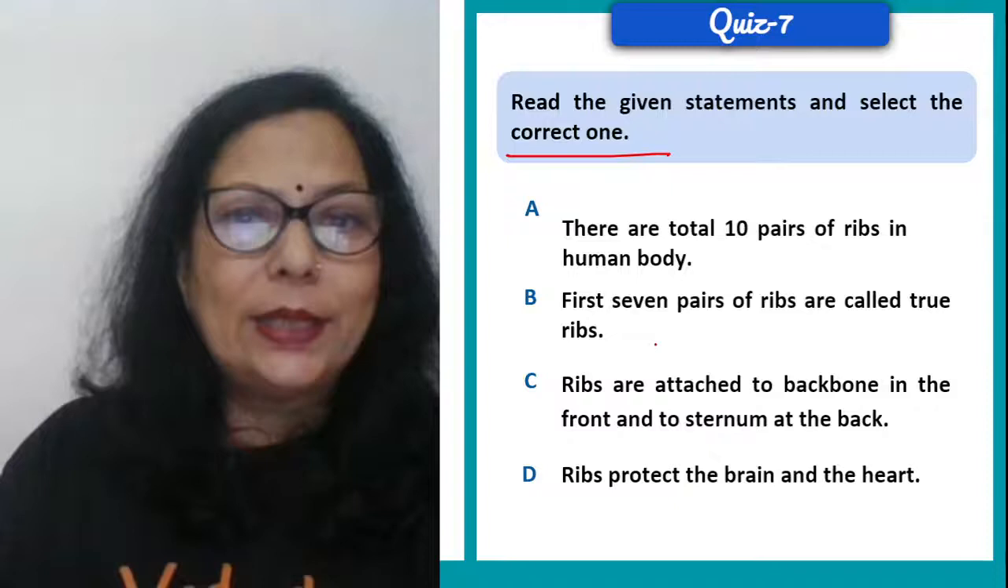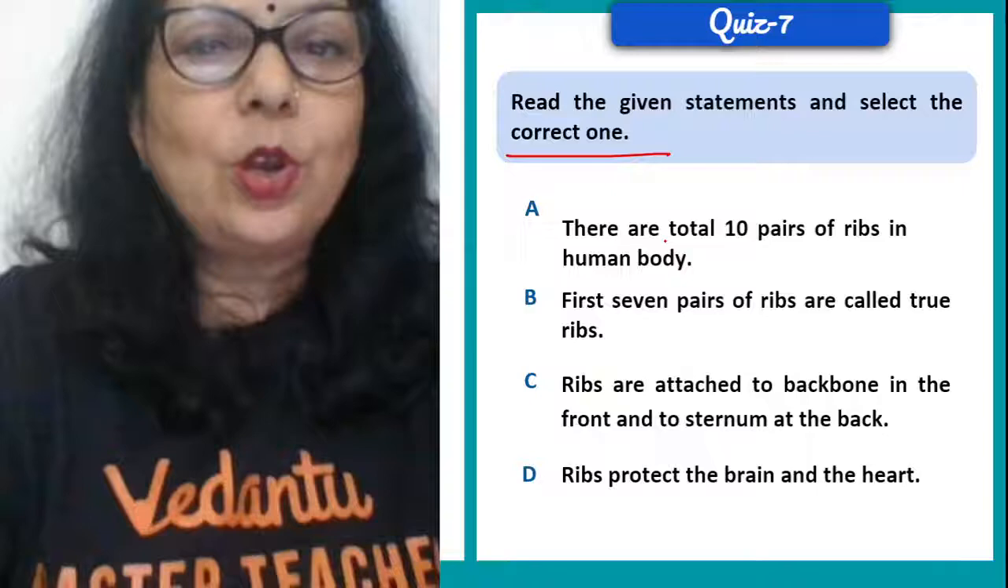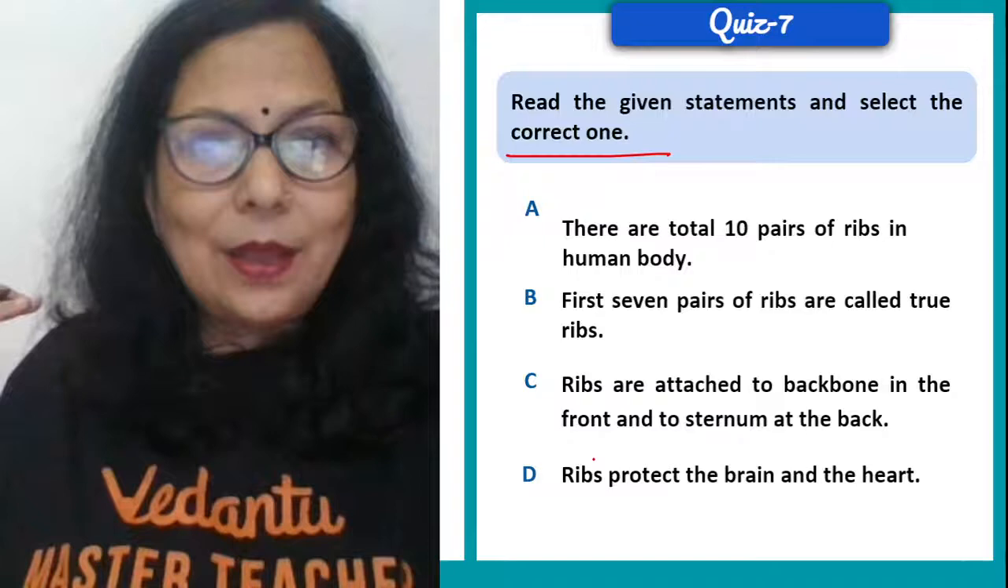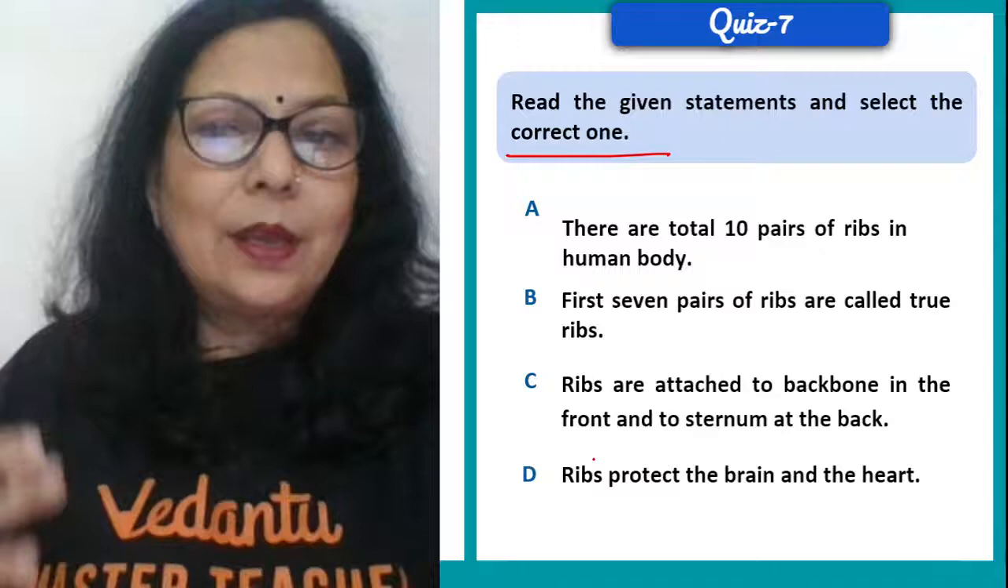So, there are total 10 pairs of ribs in the human body. Which one is correct? 7 pairs are called true ribs. Ribs are attached to the backbone in the front and sternum at the back. Backbone in the front, how? But ribs protect the brain and the heart.